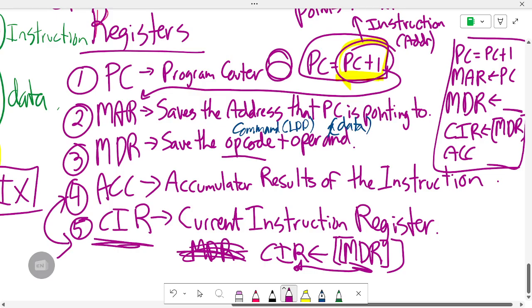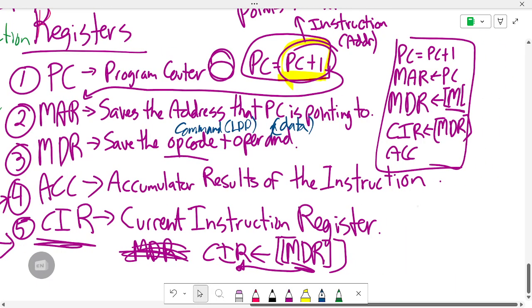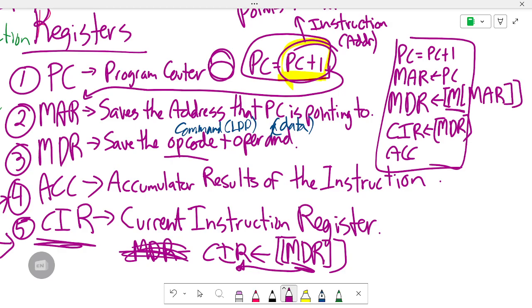Square bracket MAR. Yes, square brackets right here. M on the outside, and then square bracket MAR. The MAR, yeah. M on the outside and then square bracket, and then it's MAR. This is getting the opcode into the data from the MAR. Okay, yes.